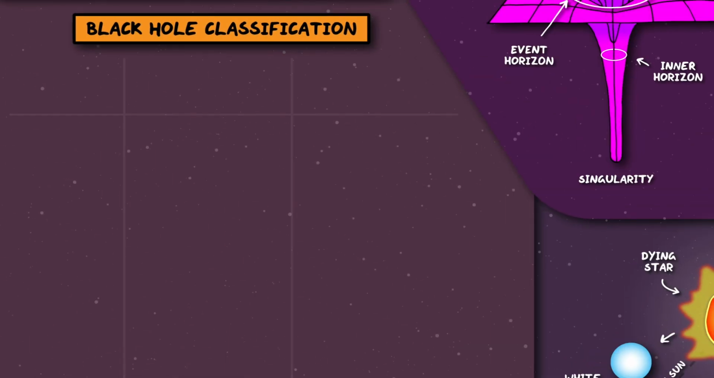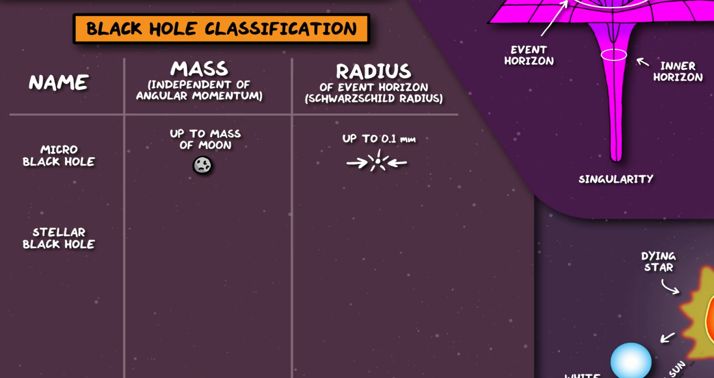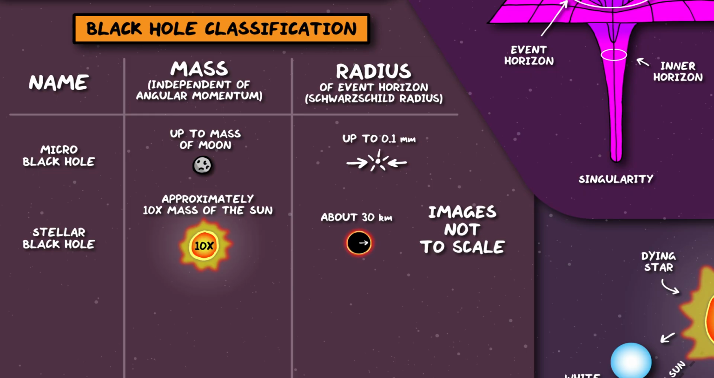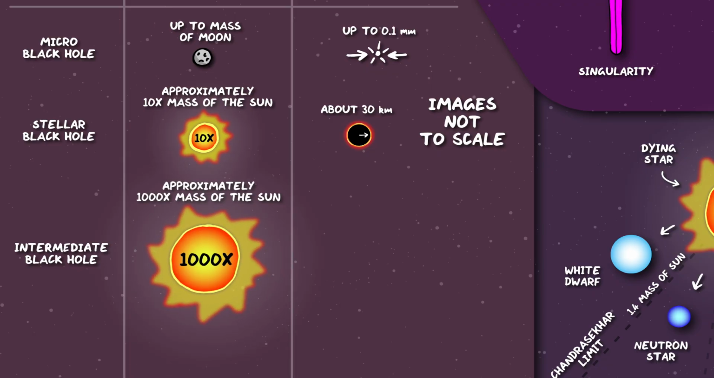Here's how the different masses of black holes are typically classified according to mass and size. Micro black holes would have a mass up to the mass of the Moon, but would be tiny, having a radius of their event horizons of 0.1 millimeters or less. Stellar black holes of approximately 10 times the mass of the Sun are about 30 kilometers in radius. Intermediate black holes are about 1,000 times the mass of the Sun, and are a similar size to the Earth with a radius of about 1,000 kilometers. Although the Earth actually has a radius of 6,000, so I kind of got this picture wrong.